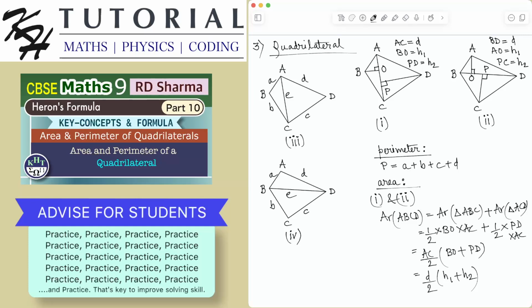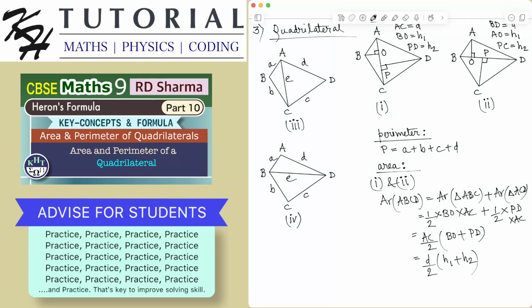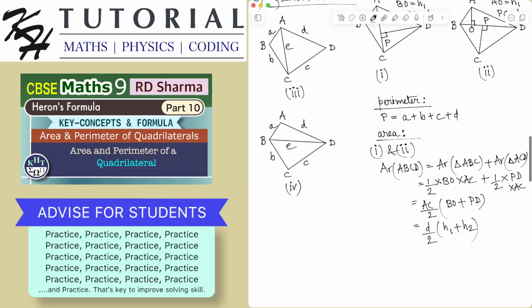Okay, the second method is that suppose we know the length of all the sides of the quadrilateral and the length of one diagonal, any diagonal. We know that in a quadrilateral there are two diagonals. Consider the figure 4. We have the diagonal BD. Let's say the length of the diagonal BD is E, and the lengths of the sides AB, BC, CD and AD are A, B, C, D. How can we find the area of this quadrilateral from this given information?